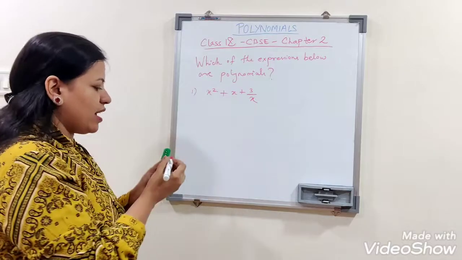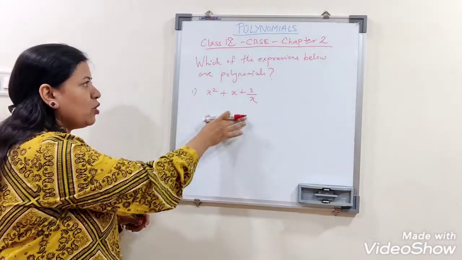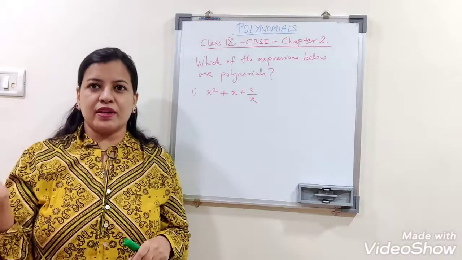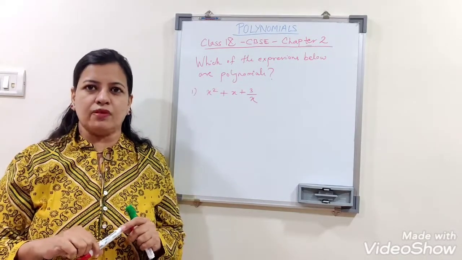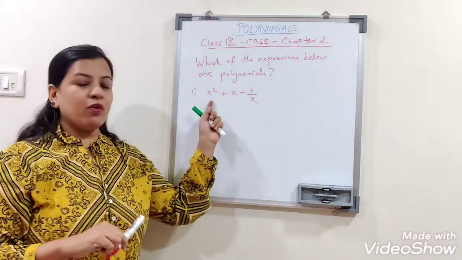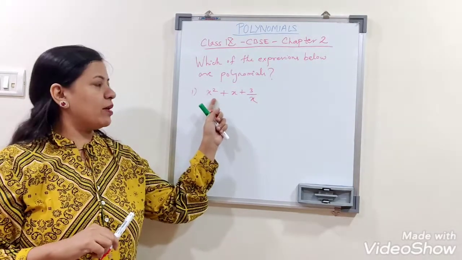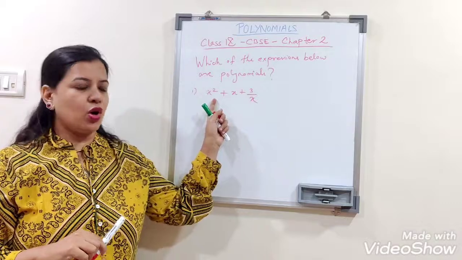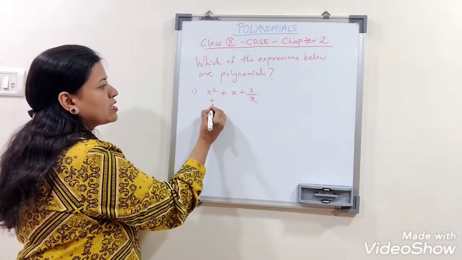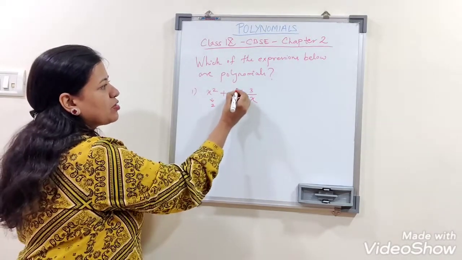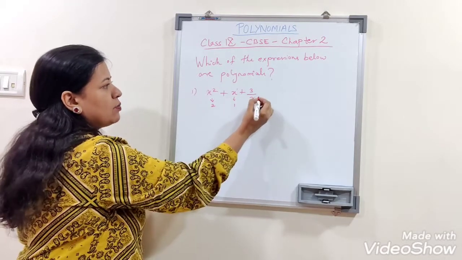Now you have to say whether it is a polynomial or not. Now you know what polynomials are? Polynomials are expressions in which powers of the variables are all whole numbers. So one by one, for each of the terms, we have to check whether the powers of the variables are whole numbers or not. Now x raised to the power 2, so its exponent is 2. Again x is raised to the power 1, so the power is 1, which is a whole number.